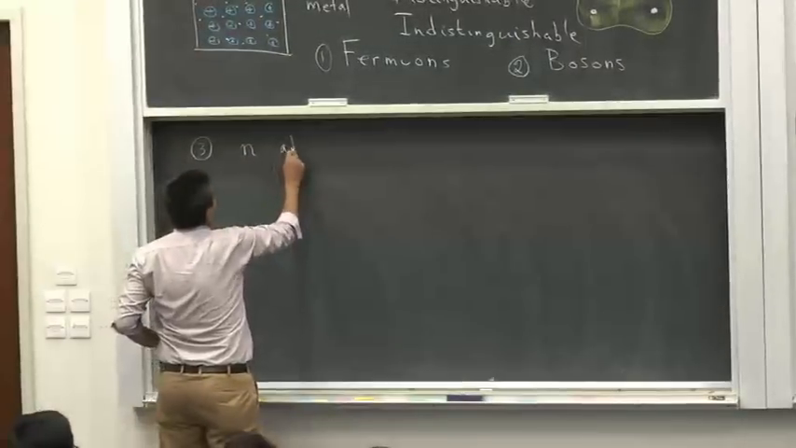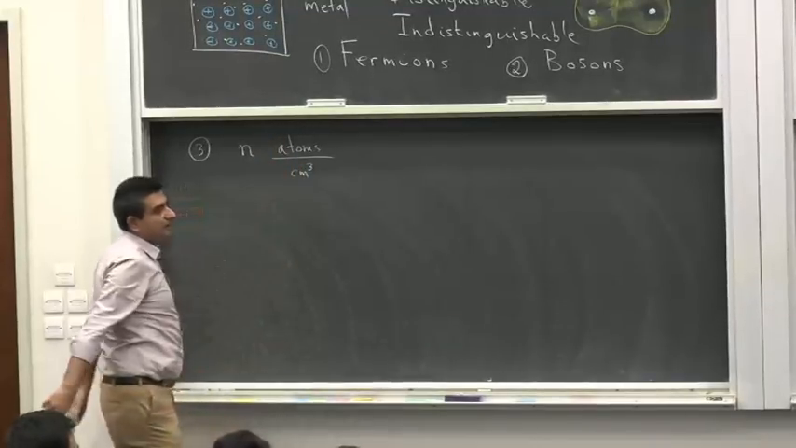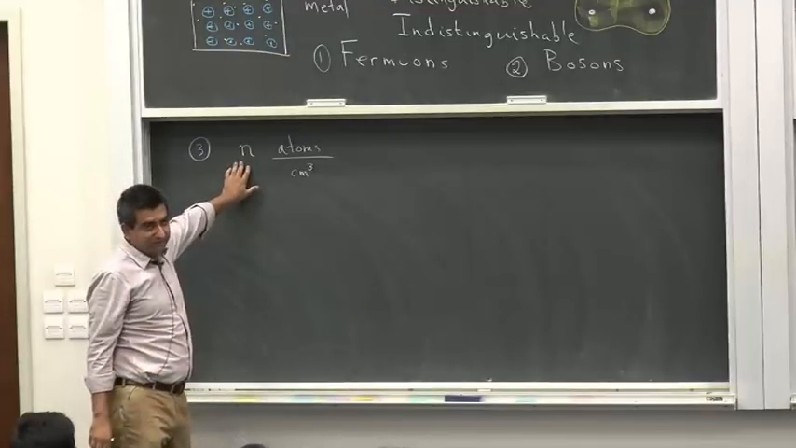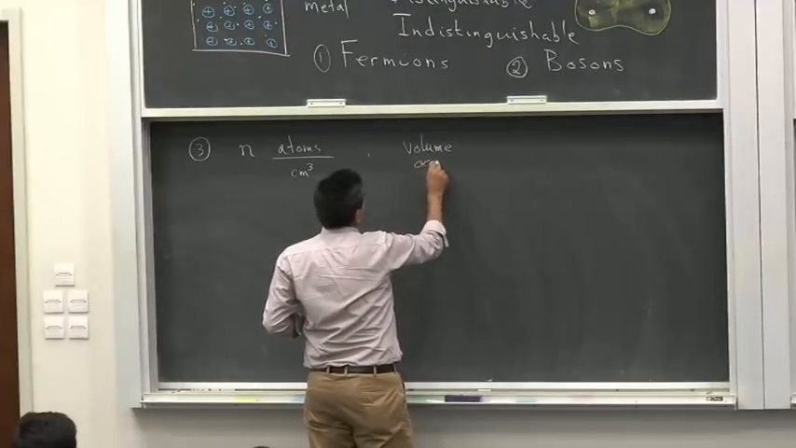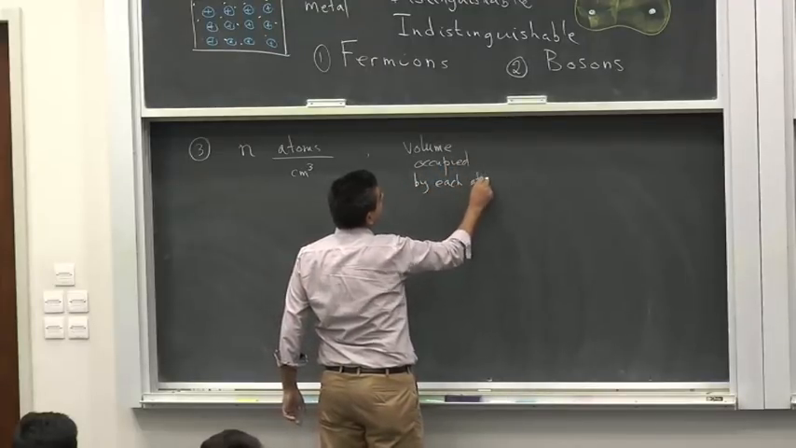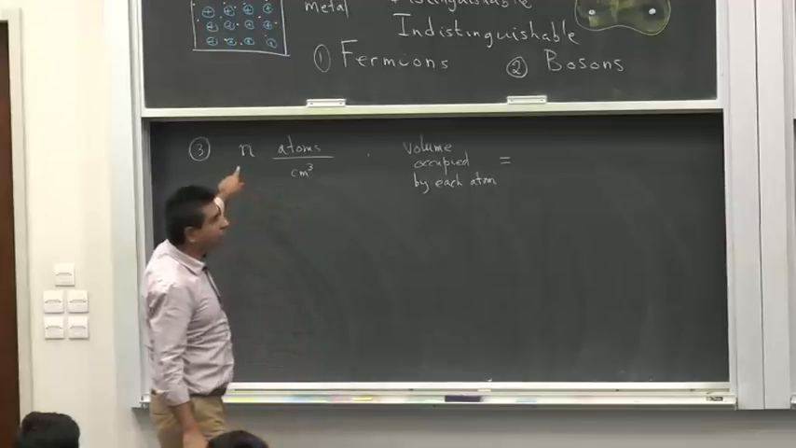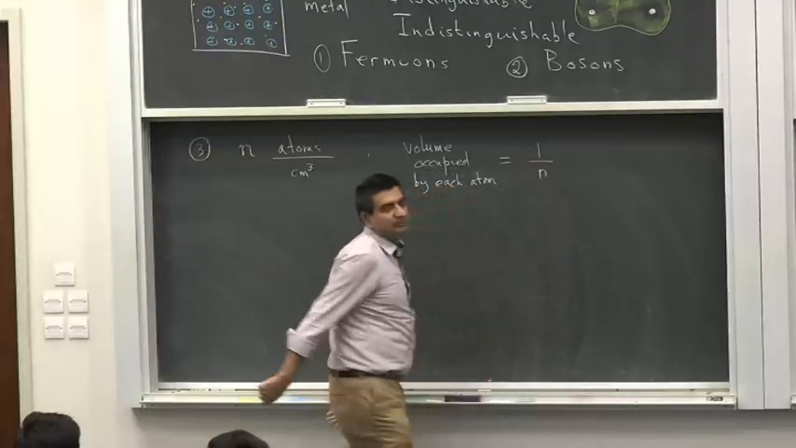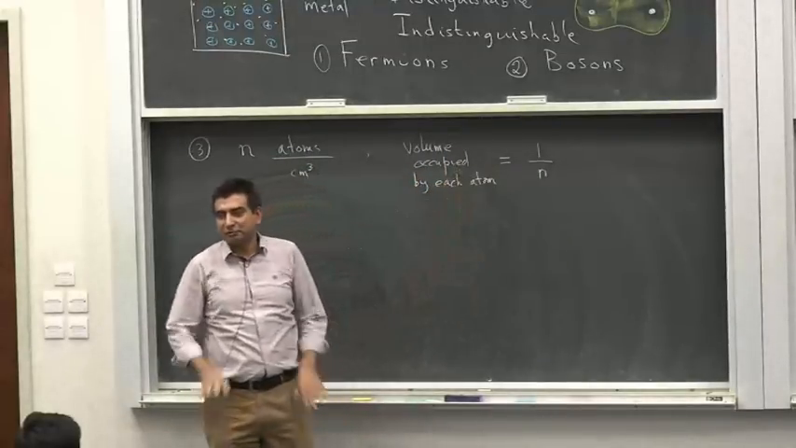N is the number of atoms per, say, cubic centimeter. So N is like a density. What's the volume occupied by each atom in this gas, in this chamber? How is it related to N? It's 1 over N. This is the number of atoms per unit volume, and this is the volume per unit atom. So this is the volume.